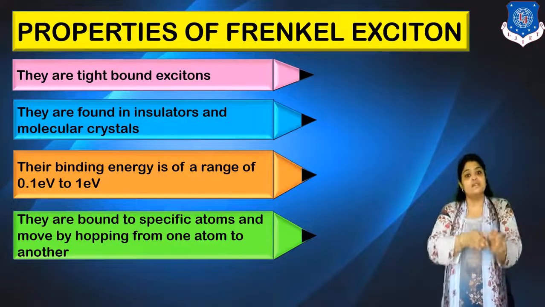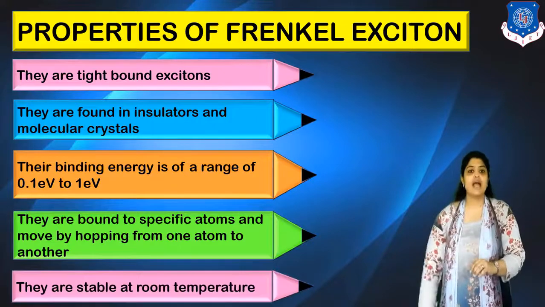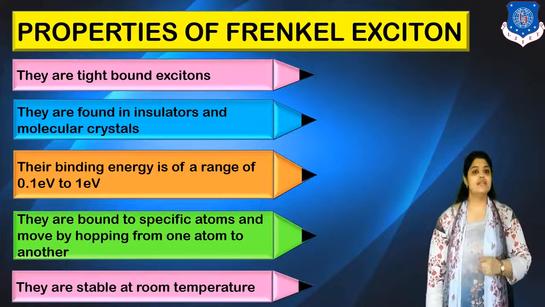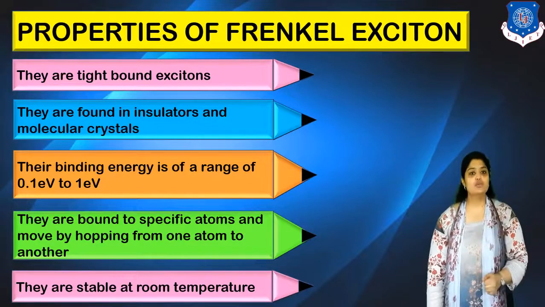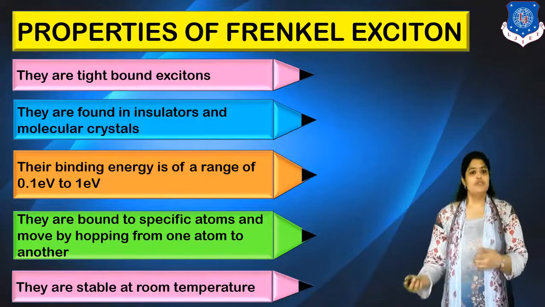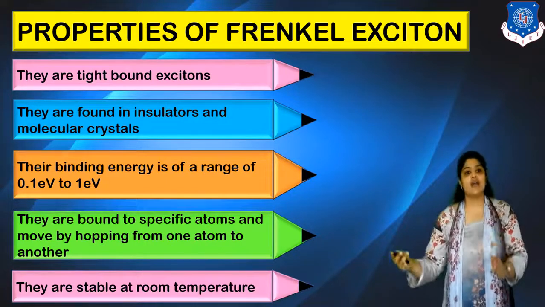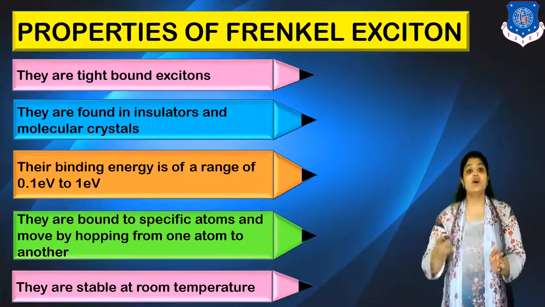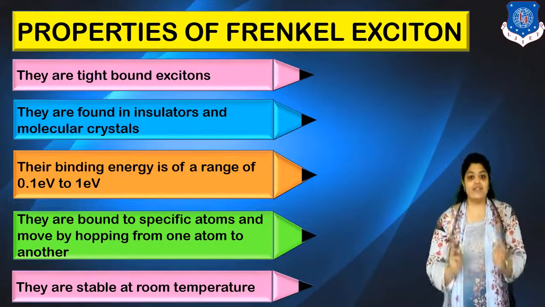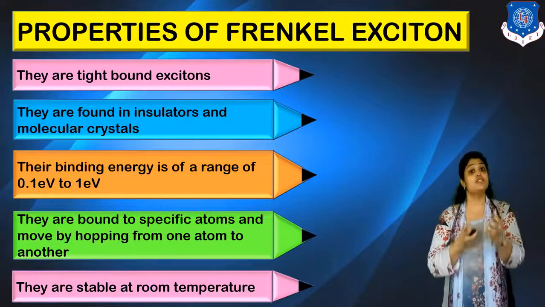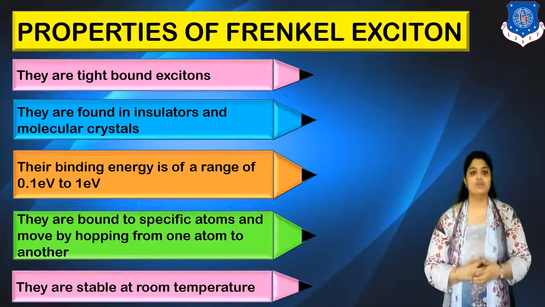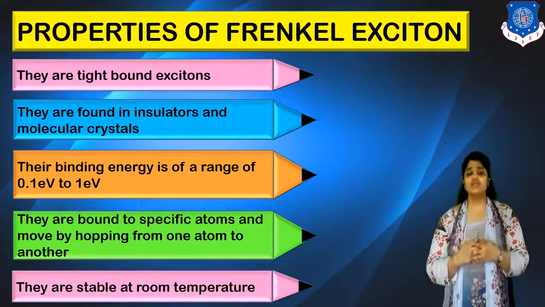The next property says they are bound to specific atoms, and how do they move? They are transferred as if they are hopping from one atom to the other. And lastly, they are stable at room temperatures. Room temperature is around 300 Kelvin. So the electrons do not have very high energy, and that is the reason the hopping is very, very less. And we say that these excitons, because of the strong attraction, are stable at room temperature. So these were some of the properties of Frenkel exciton.